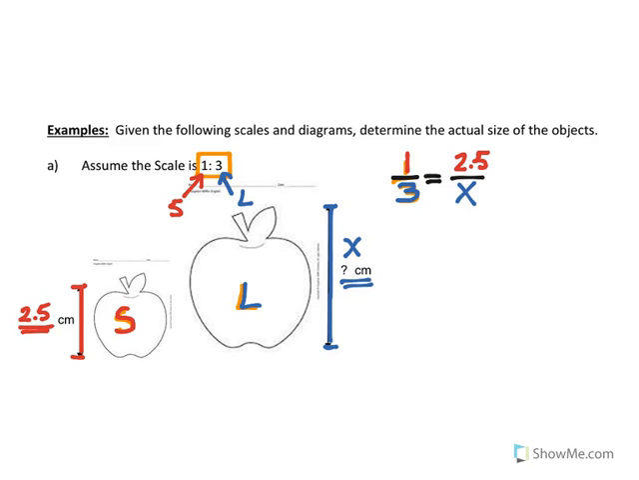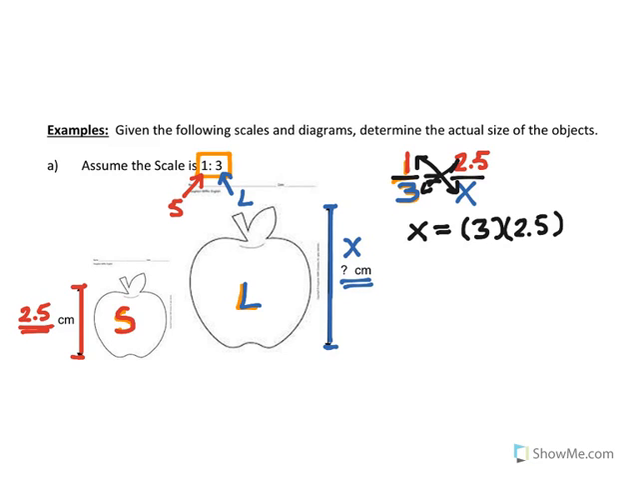Okay, now that you have your equivalent fractions, you're going to solve. Now the way that we solve these two fractions with an equal sign in the middle is we use something called cross multiplying. And so what we do is we take the things that are diagonally across from each other and we multiply them. 1 times x is going to give you 1x. Then you put an equal sign and you do the other diagonal. So you multiply the 3 and the 2.5.